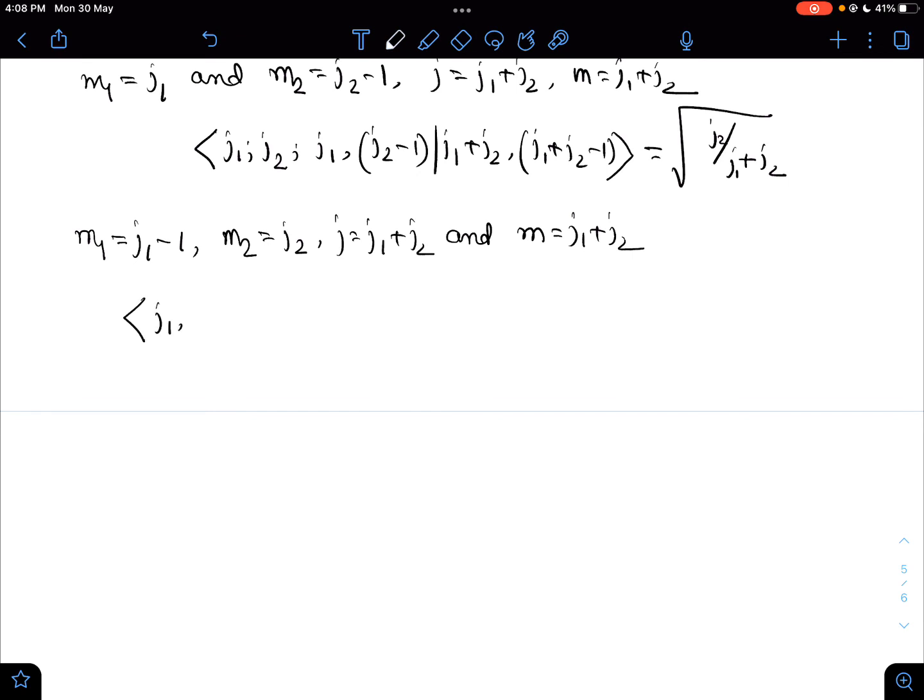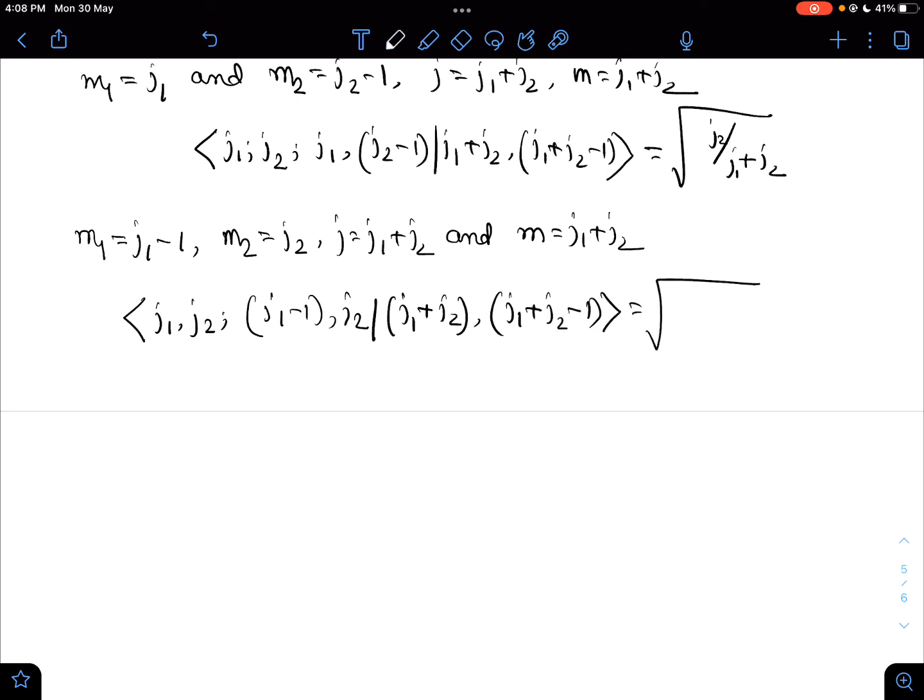then it will lead to j1, j2, j1 minus 1, j2, j1 plus j2, j1 plus j2 minus 1. This will be root under j1 by j1 plus j2. So this way we can calculate all the Clebsch-Gordon coefficients if we know any one of the coefficients.